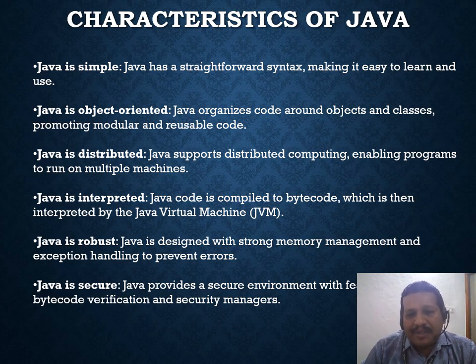It is compiled to bytecode, which is then interpreted by the JVM, the Java Virtual Machine, and it is designed with strong memory management and exception handling to prevent errors. That's why it is called robust, which means it is strong enough to handle memory as well as prevent bugs. It is secure, which provides a secure environment for bytecode verification and security measures.